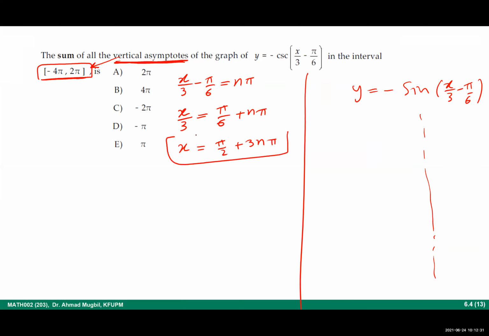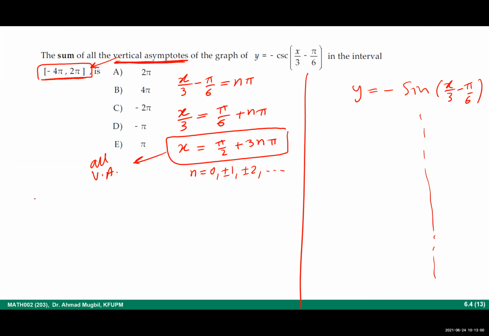What are these, ya shabab? What is n? n is 0, positive or negative 1, positive or negative 2, and so on. These, ya shabab, are all the vertical asymptotes. Okay, we don't want all of them. We want just the ones that are in this interval. How to know? There are two methods. Let me show you the first method.